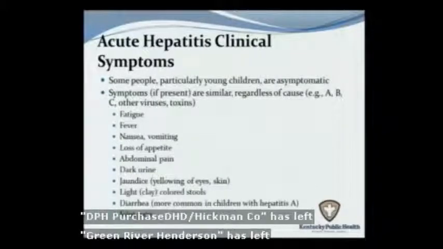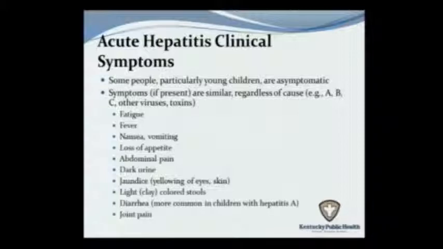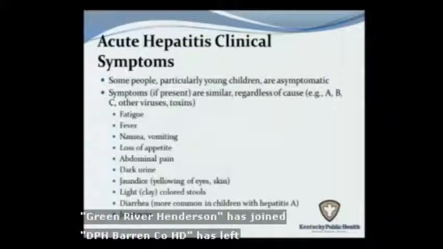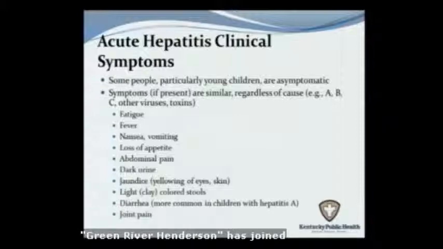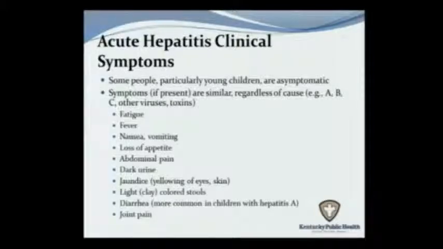So the symptoms of acute hepatitis: some people, particularly young children, are asymptomatic. And the symptoms, if they are present, are similar regardless of the cause, either if it's from hepatitis A, B, C, other viruses, or even toxin exposure. So it's kind of difficult to differentiate based on the presentation, because these are pretty common symptoms: fatigue, fever, nausea, vomiting, loss of appetite, abdominal pain, dark urine, jaundice, which is, of course, the yellowing of skin and the eyes, light or clay-colored stools, diarrhea, which is more common in children with hepatitis A. You really don't see a whole lot of diarrhea in adults, and some joint pain.